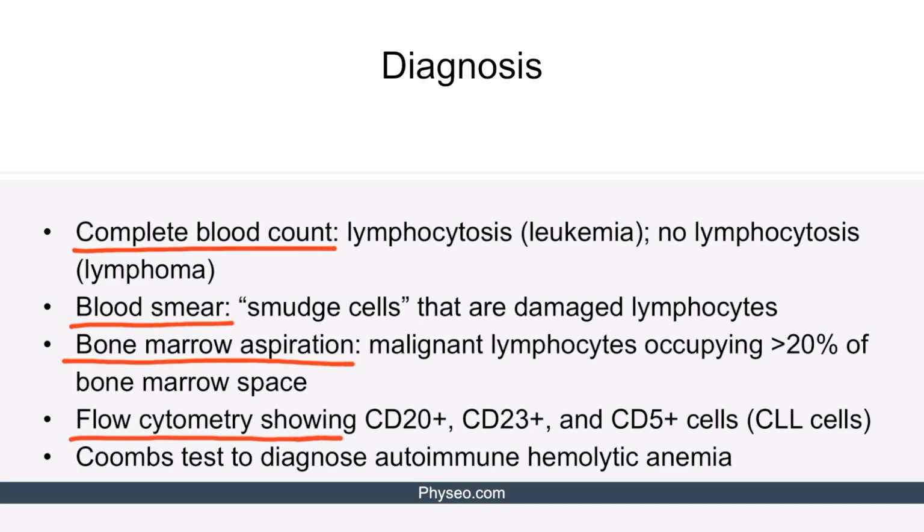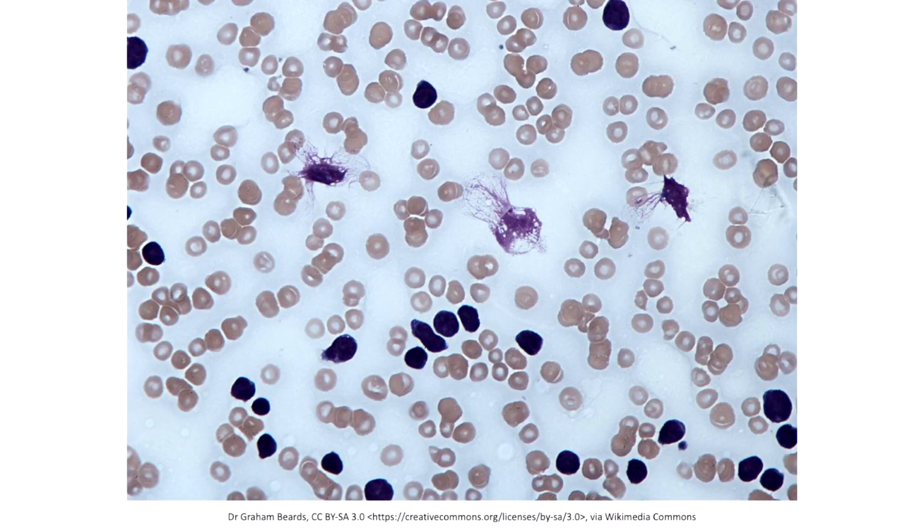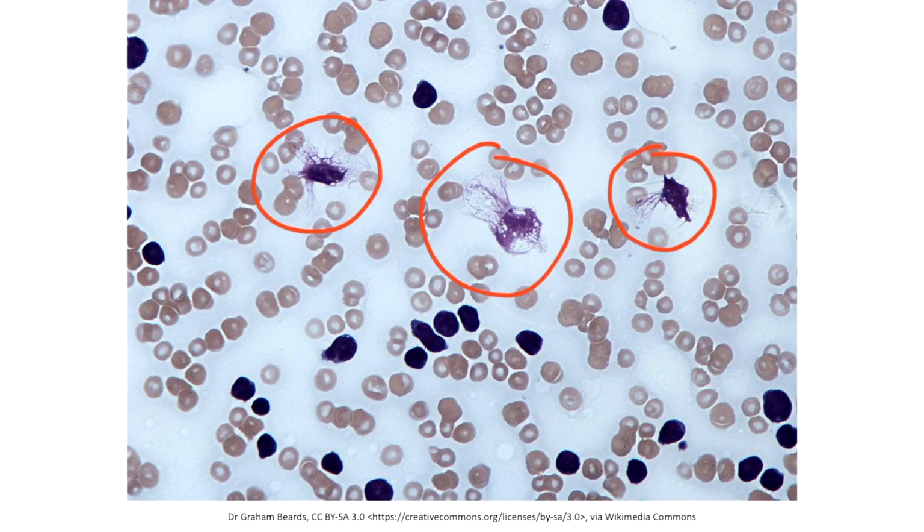Flow cytometry of the malignant cells will show that they are CD20 positive, CD23 positive, and CD5 positive. Finally, if we want to diagnose autoimmune hemolytic anemia in a patient with CLL, we need to perform a Coombs test to look for the antibodies against red blood cell antigens. Here we see a blood smear image showing the smudge cells. Again, these are malignant lymphocytes damaged during preparation of a slide.